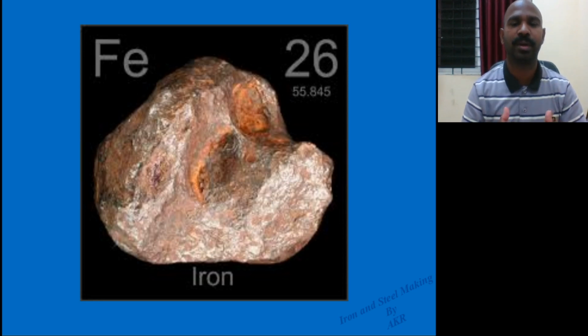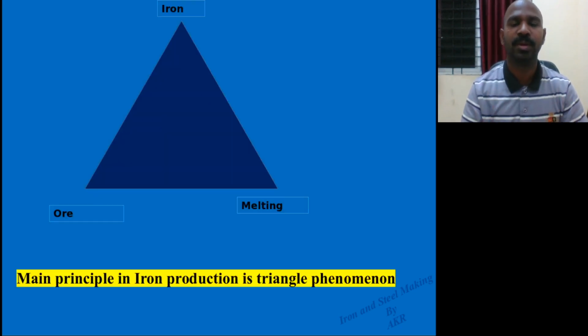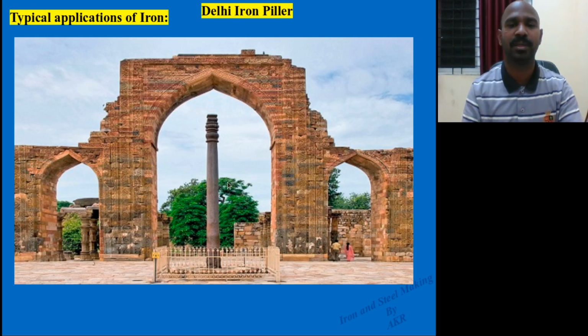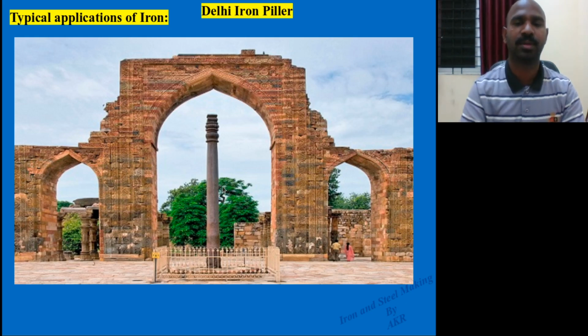This is how iron ore looks, and the main principle in iron production is the reduction phenomenon. You take the iron ore and melt it using the blast furnace to produce pig iron. That is the main principle. Typical applications for iron are the Delhi iron pillar, which is still surviving, and its composition is still a mystery for scientists.